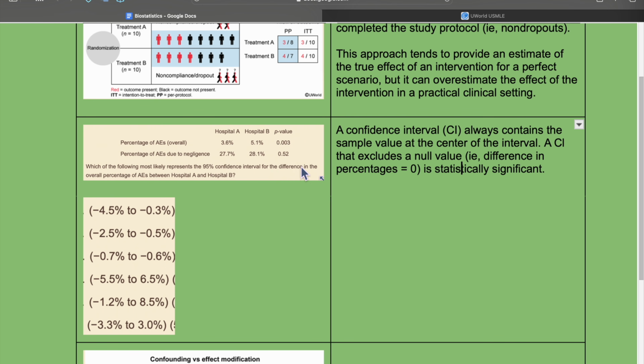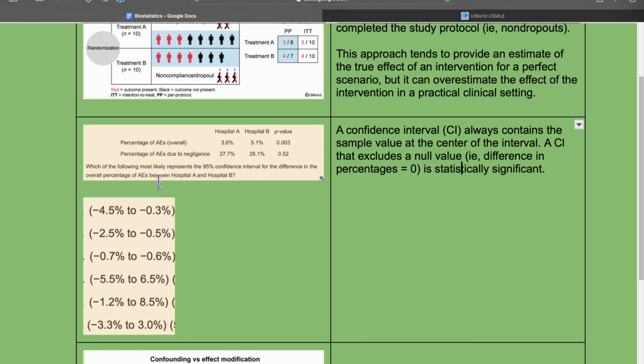They are asking about the 95% interval for the difference in the overall percentage of AE between hospital A and B, right? They are telling you what to do here. If you comprehend it, what they mean is the difference between the overall percentage of AEs, so this one, between hospital A and B. So the difference is 3.6 minus 5.1. That's all you have to do.